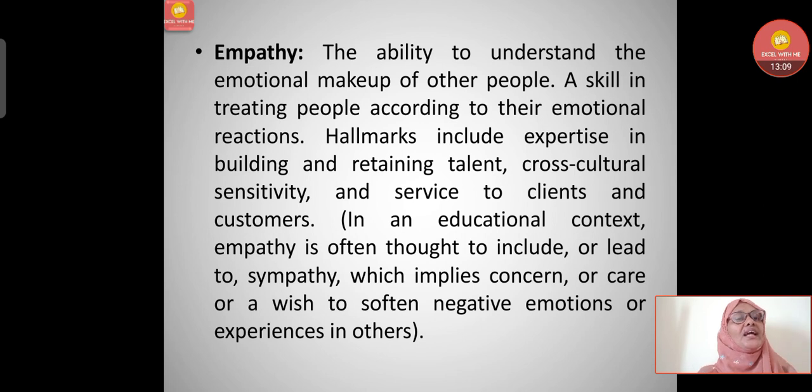Then empathy, understanding others' feelings, the ability to understand the emotional makeup of other people, a skill in treating people according to their emotional reactions. So hallmarks include expertise in building and retaining talent, cross-cultural sensitivity, and service to clients and customers. In an educational context, empathy is often thought to include or lead to sympathy, which implies concern or care or a wish to soften negative emotions or experiences in others. Sympathy is having kind-heartedness towards others, but empathy is understanding the feelings of others, putting ourselves in others' shoes.